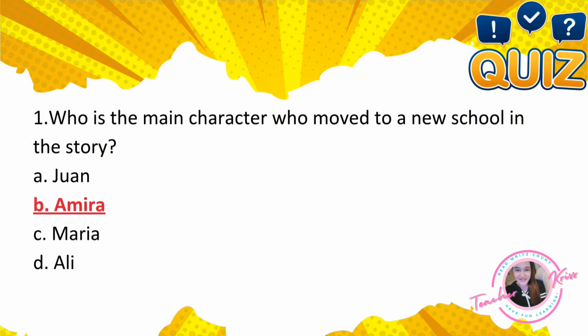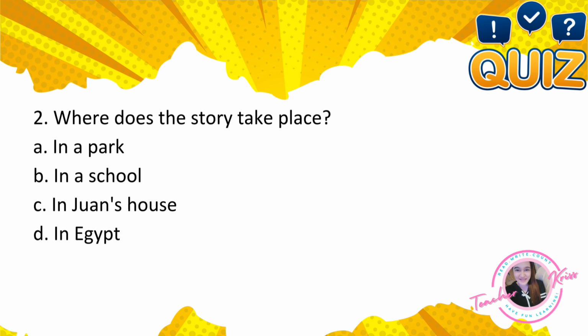All right. The correct answer is letter B, Amira. Number 2. Where does the story take place? A. In a park. B. In a school. C. In one's house. And letter D. In Egypt. All right. The correct answer is letter B. In a school.